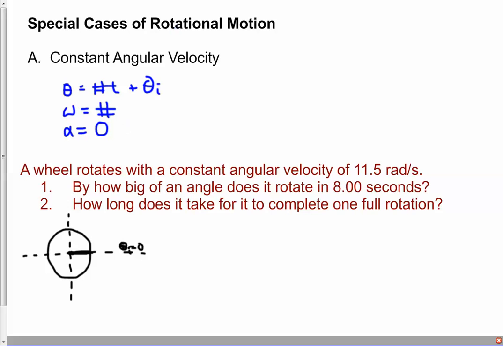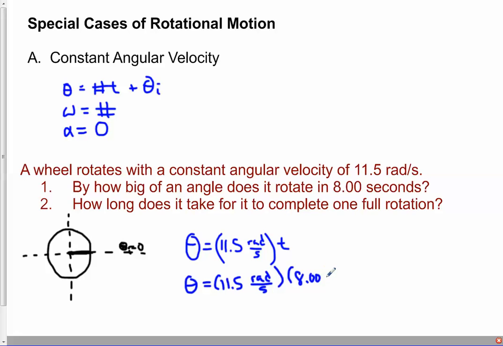All right, so my theta formula for position will be 11.5 radians per second times time, and then it's just plus 0, so I don't even have to put that in. And now I want 8 seconds. So this is my formula, and I just plug in 8 seconds. And that'll tell me how many radians it has progressed. And I get 92.0 radians. Okay, so that's the answer to number 1. It will have gone around 92 radians.